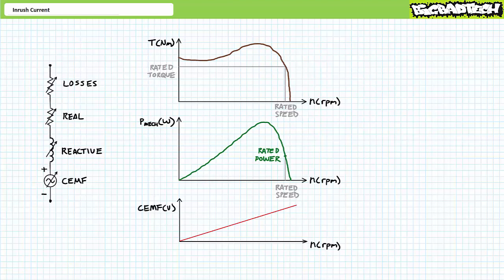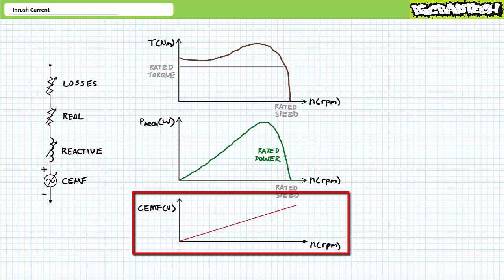The second interaction is explained using the right-hand generator rule, which specifies that a wire moving in a magnetic field will experience induced current in a direction counter to the initiating current. This is known as counter-electromotive force, or CEMF, which can be thought of as a variable voltage source in opposition to the applied voltage across a motor winding. Counter-electromotive force is proportional to speed. The faster the motor is spinning, the more counter-electromotive force is produced in opposition to applied voltage.